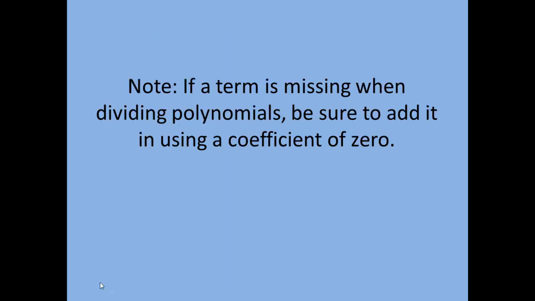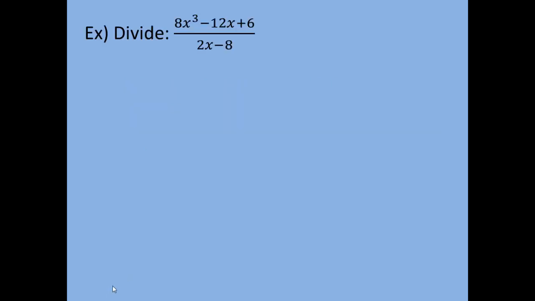Here's just a special note. Alright, so note, if a term is missing when dividing polynomials, be sure to add it in using a coefficient of 0. So this is talking about if you have a polynomial that has varying degrees, but not all degrees are present. Let's take a look at an example.